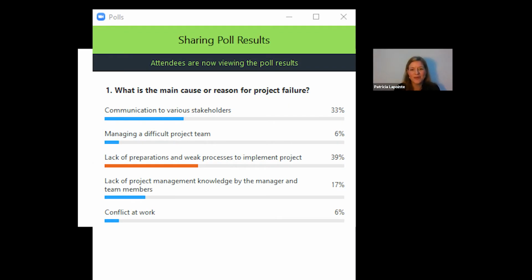All right, so we have, okay, great. 7 people think that it's lack of preparation and weak processes to implement project management. That is true. Actually, there are many reasons why projects fail. The PMI did a survey. They came up with about 6 or 7, and the lack of preparation is one of them. Actually, mainly all of these are reasons for project failure. Let's look at it a bit deeper.